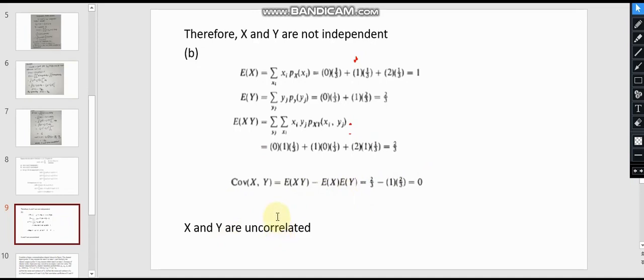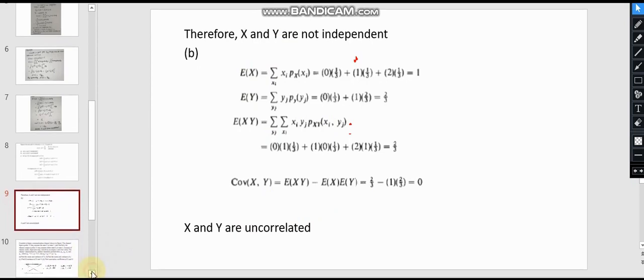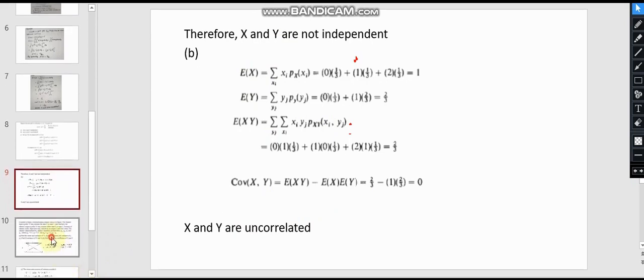But in this case, X and Y are not independent, as we have already discussed. When X and Y are independent, the covariance must be equal to 0. It means that X and Y are uncorrelated when X and Y are independent. However, the converse is not true, as in this case. Now let us move to another example.